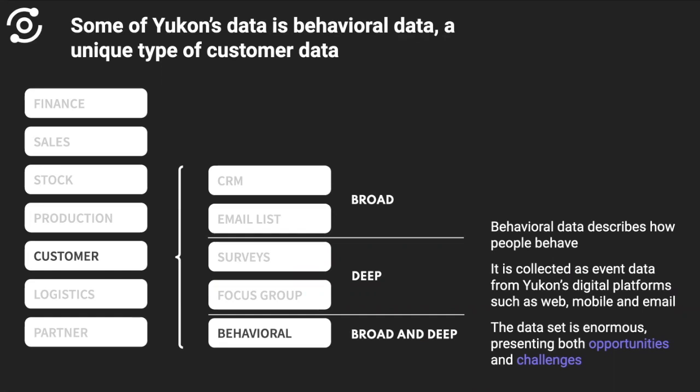Now, what is behavioral data? Well, simply put, it's data that describes how the shoppers or prospective shoppers at Yukon are going to behave. So it's collected as event data from Yukon's digital platforms, such as web, mobile, and email. And this is a really enormous data set, which presents some really great opportunities, but also some real challenges. I think the other thing to say about behavioral data is it's both broad and deep. It's very broad. It covers a lot of different activity that you'd be interested in about your customers, but it's also very deep. It can be very, very granular. It can give you a really deep insight into what your customers are doing.